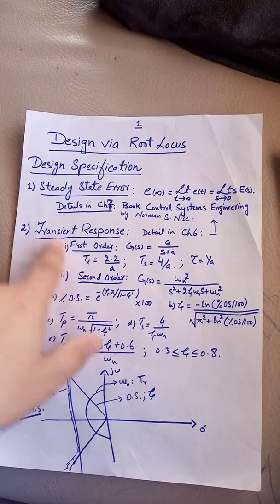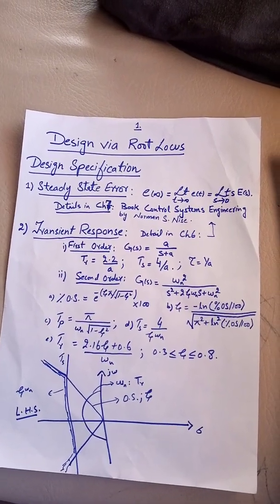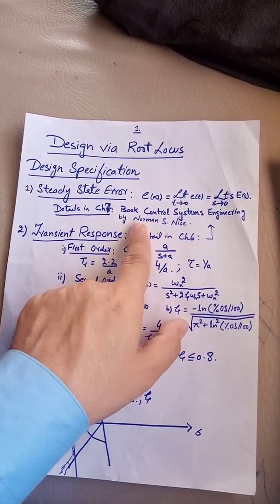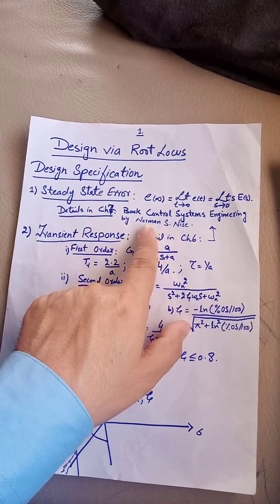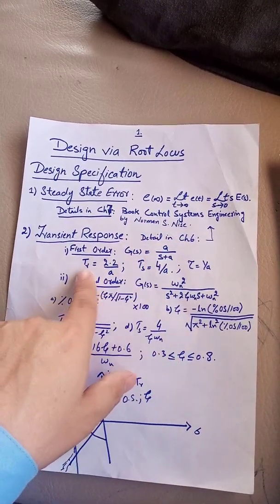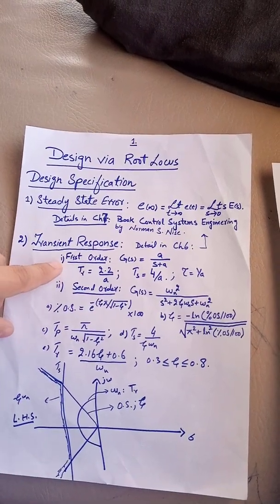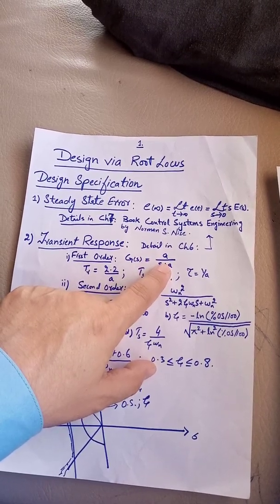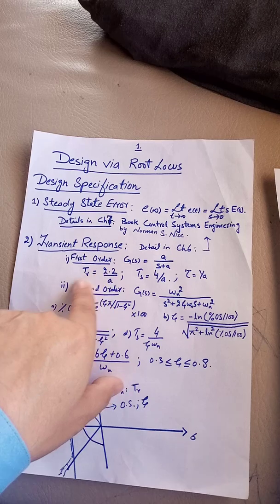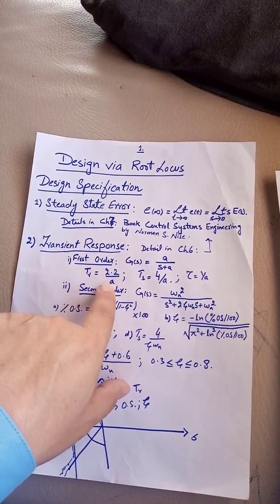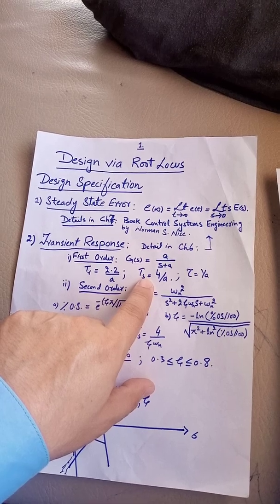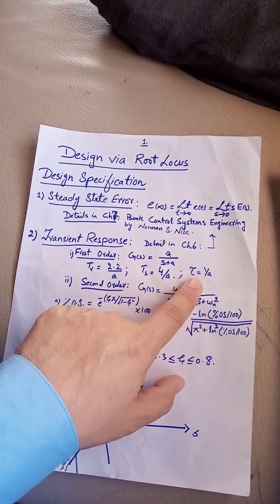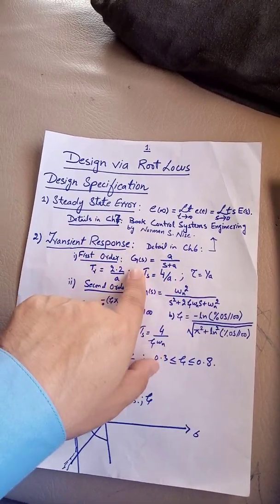Now the second specification that is very important is related to transient response, and the details are in chapter number 6 of the same book. Let me go through the specifications. We have a first order system. For example, if this is the transfer function of a first order system, a divided by s plus a, the rise time is calculated as 2.2 divided by a. Similarly, the settling time is 4 divided by a, and there is a time constant, which is 1 over a. So these are the specifications related to a first order system.